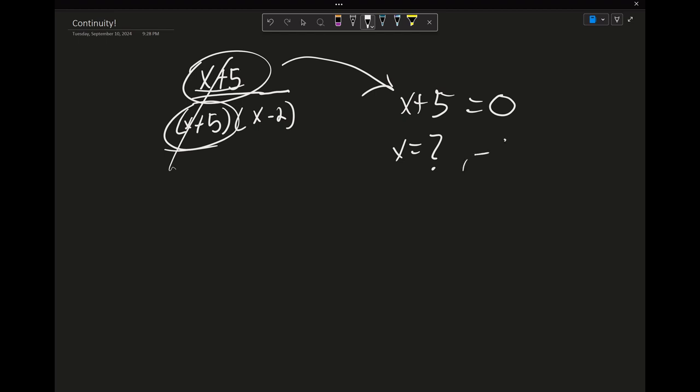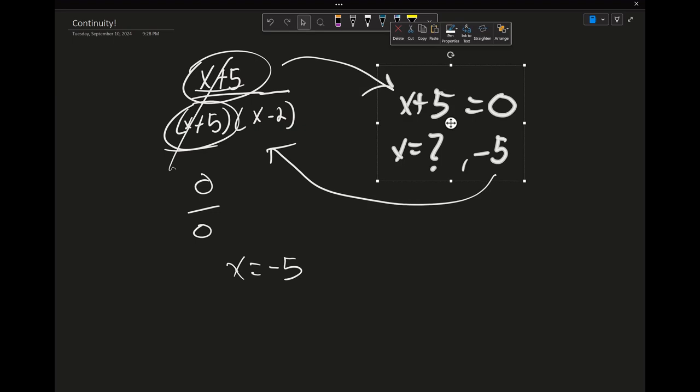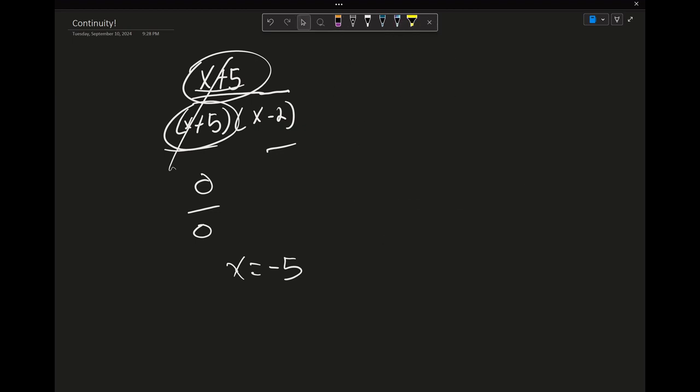-5, right? So if we plug -5 back into the original equation here, we get 0 over 0, which we know does not work, which also gives us a hole at that point where x equals -5 in this function. And then along with that, I will just erase this little bit of work here. So we know there's a hole at x equals -5.